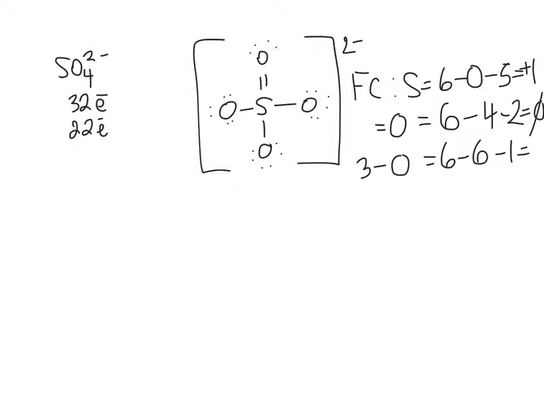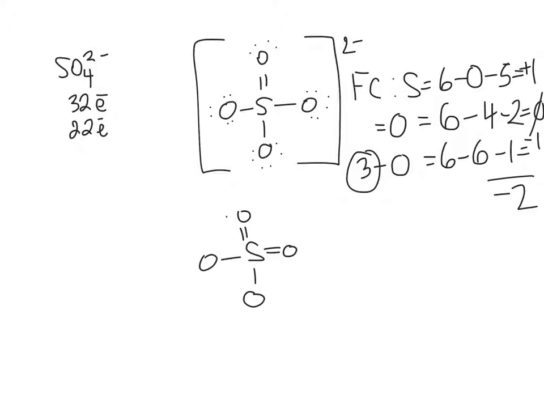So 3 times negative 1 is negative 3, because there's 3 single bonded oxygens. And then we've got a plus 1. So that gives a total charge of negative 2, which is okay, but it's still not great. See if we can get sulfur down to 0.